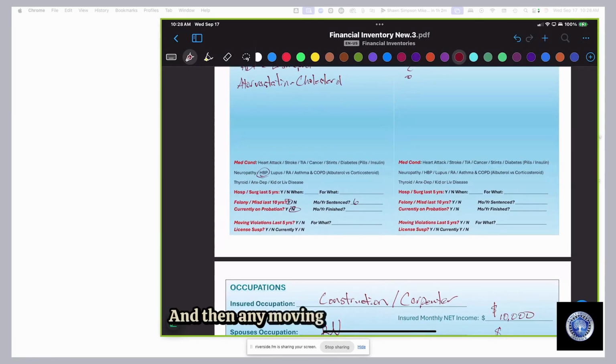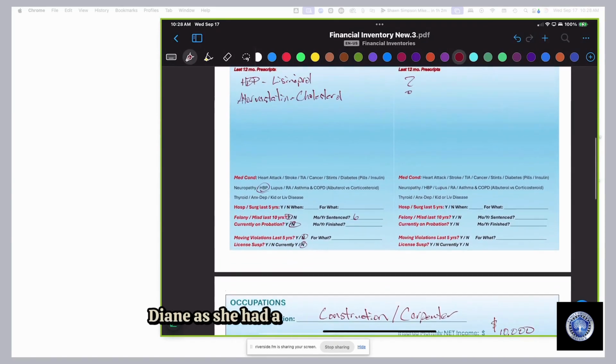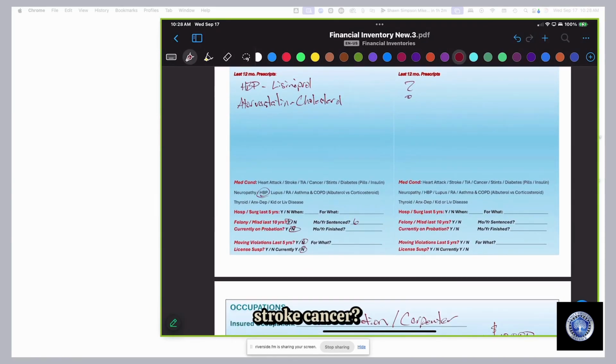And then any moving violations, DUIs, anything like that in the last 5 years? No. License isn't suspended, right? Nope. Okay, cool. All right. And then how about Diane? Has she had a heart attack, stroke, mini stroke, cancer? Nope, she's completely healthy. She works out every day. She's stout as a brick house.